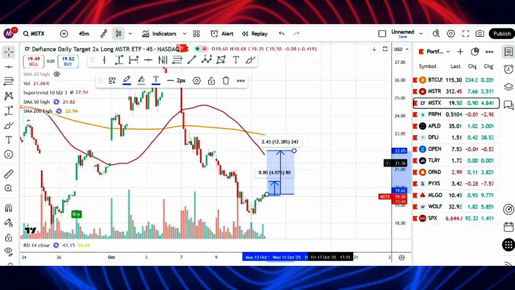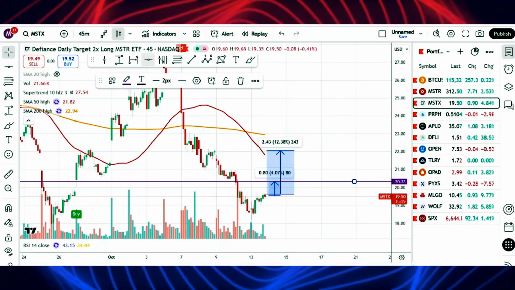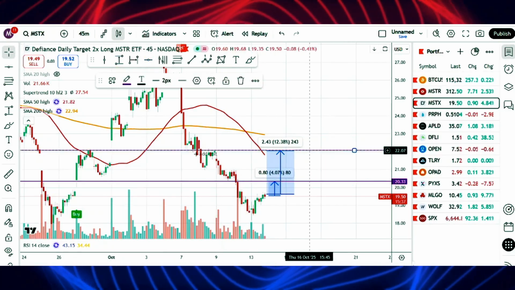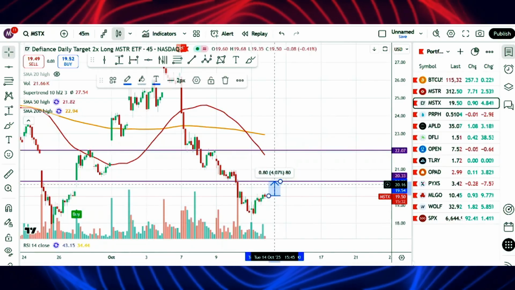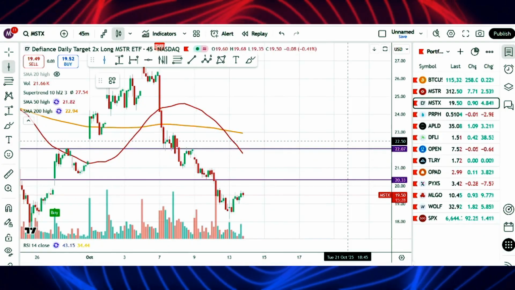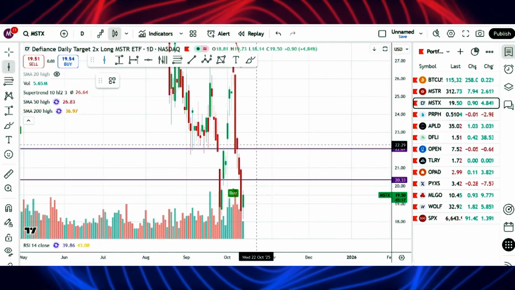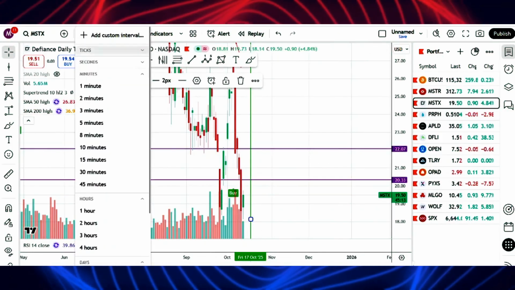right around here. And let's draw some lines so it's easier to see. So like $20, and then say around $22, and then we can get rid of these. So now we have our levels determined, and then let's draw the expiration. We have until October 17th, which is a Friday, for the price to trade up to those levels.